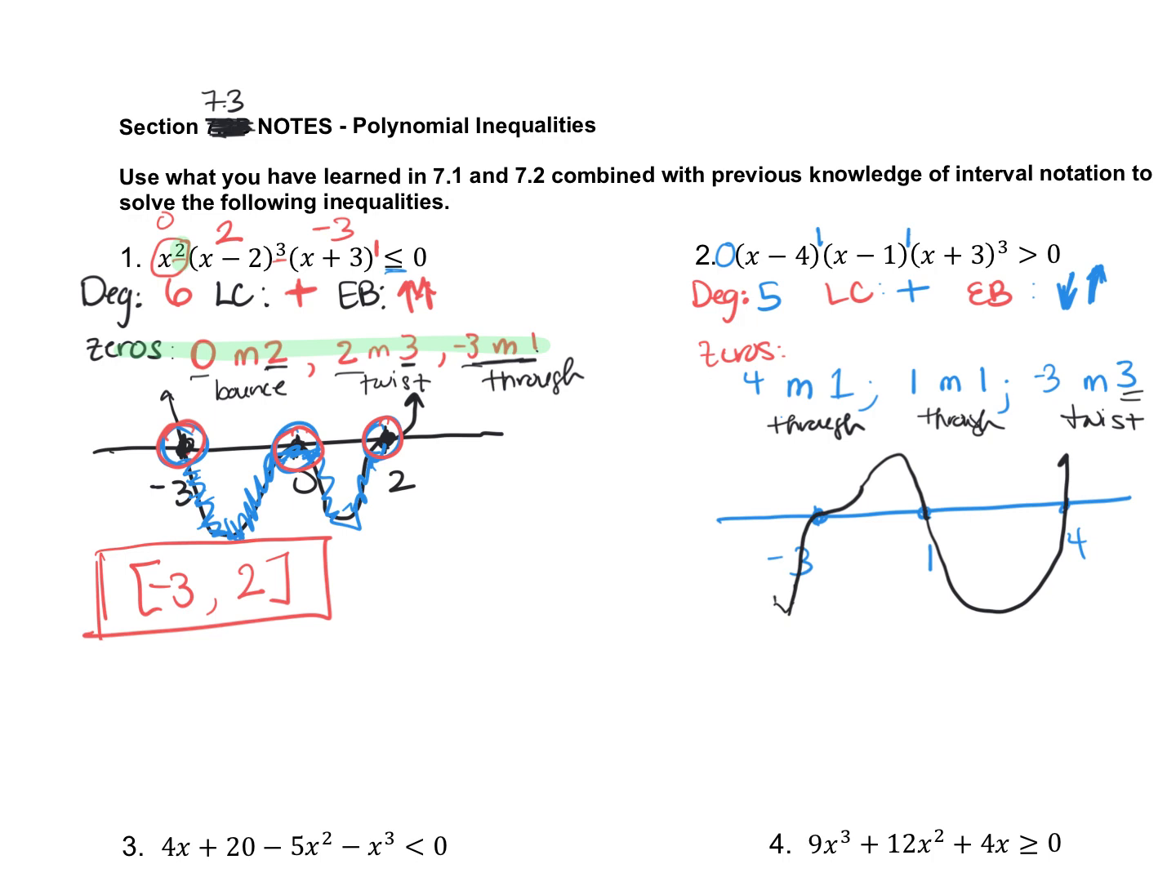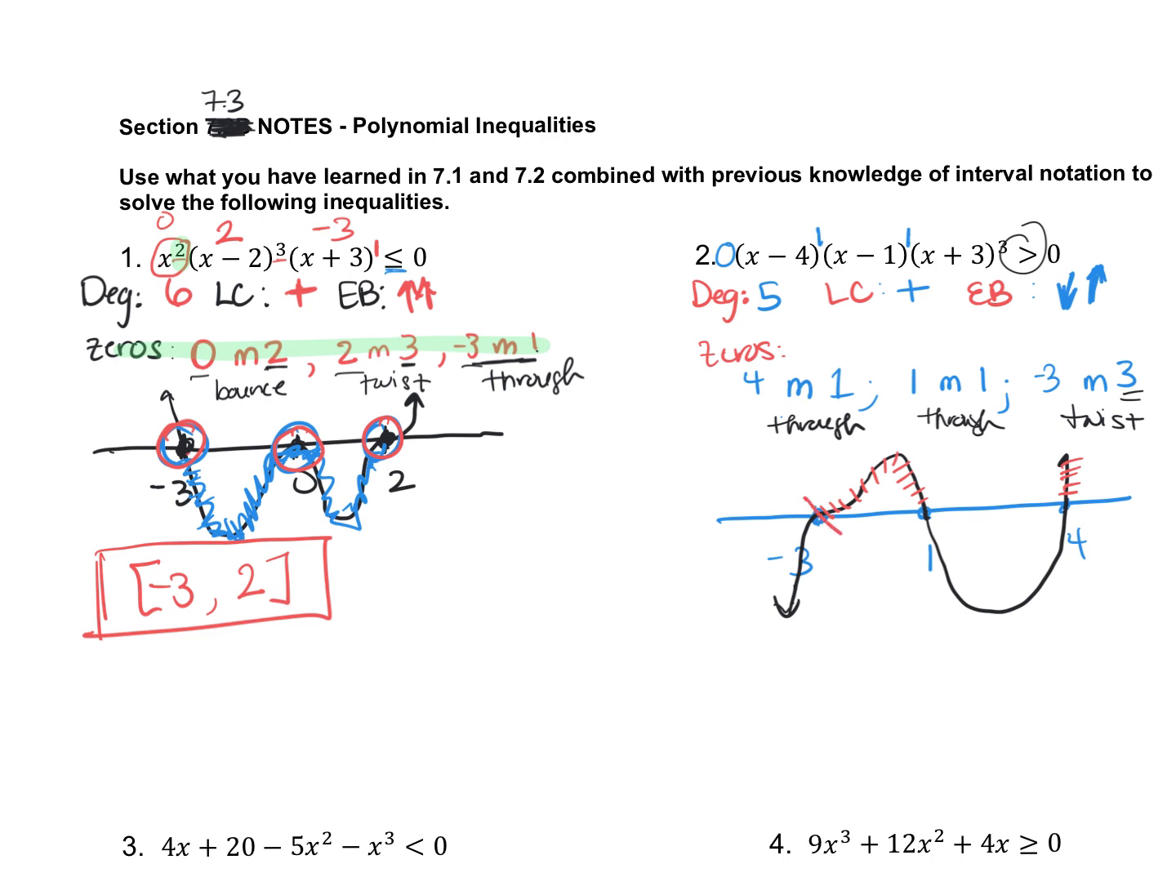And now, what am I shading? I have to shade greater. So I have to look at the area where it's greater than that line. So things that are greater start here at -3, go down to that 1. I bet I don't go anymore, but then I got to jump over here to the 4 and shade that. Now I got to look at my points. Do they get to be included like they did on number 1? And the answer is no, because I have a greater than sign only, no equal.